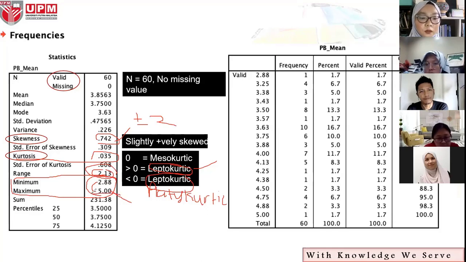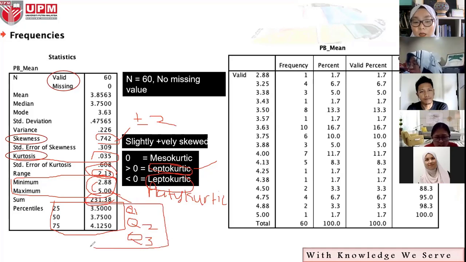The sum is the total of your data set. And this is the quartile, percentile: 25 is Q1, 50 is Q2, and 75 is Q3. This will be the basis for your box plot.